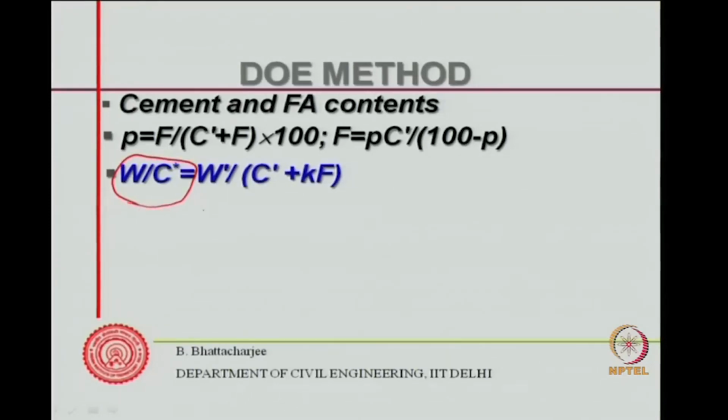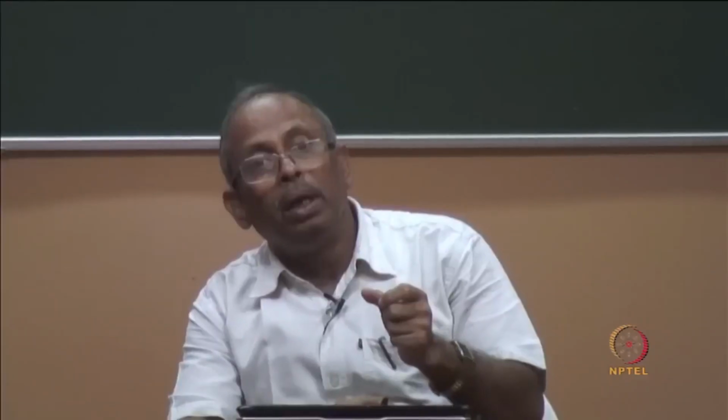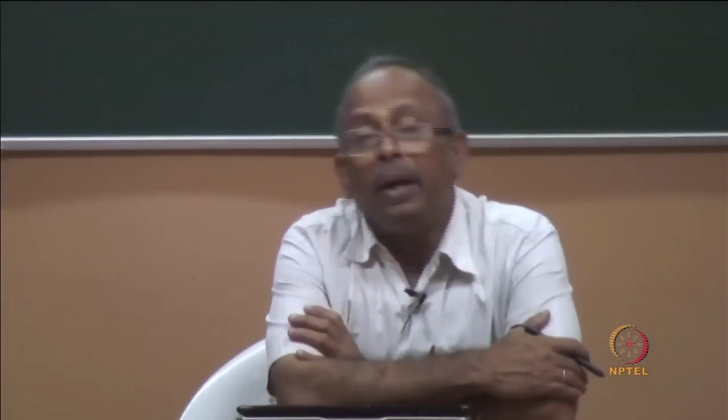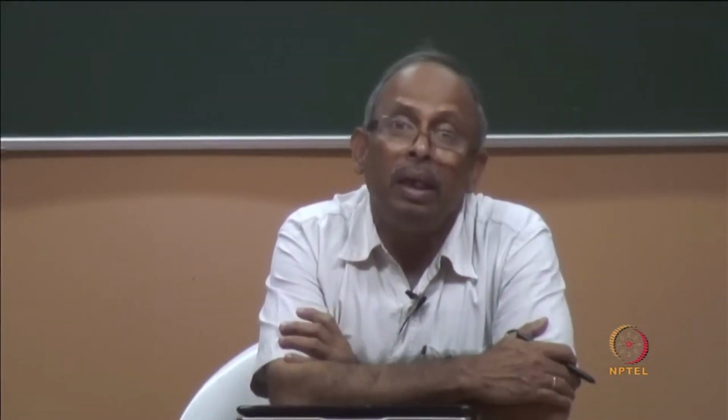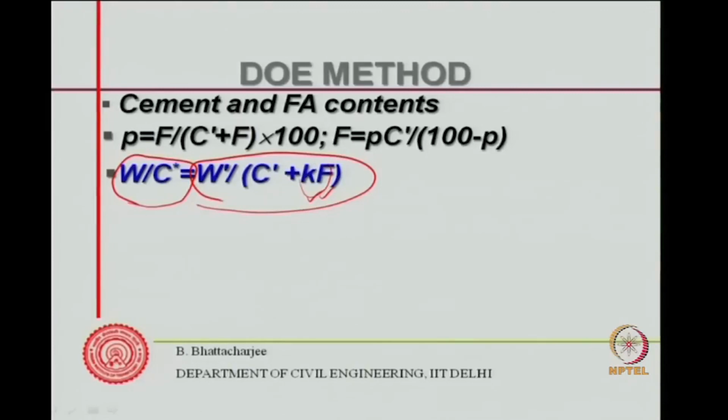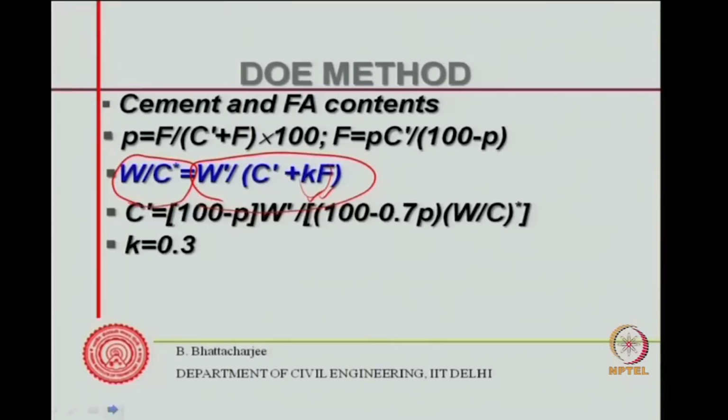And W by C dash star is, this is for the control, equivalent to an equivalent water content, where you use a factor called the K factor, which gives us a factor less than 1 and gives us the equivalent cement of fly ash. For example, if K is 0.3, 100 kg of fly ash is equivalent to 30 kg of cement, 0.3 into 100. So fly ash multiplied by this is equivalent cement, so this is the equivalent water cement ratio. Therefore, C dash can be obtained from this equation, because W by C star is known, P is known.